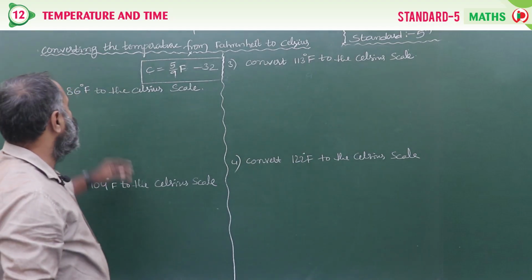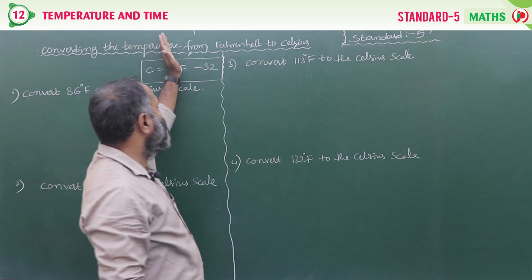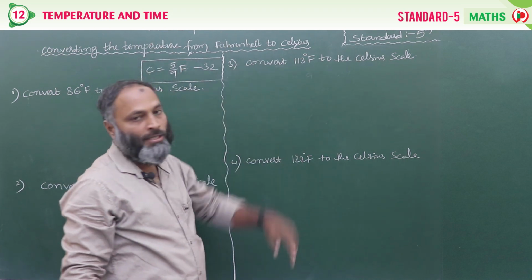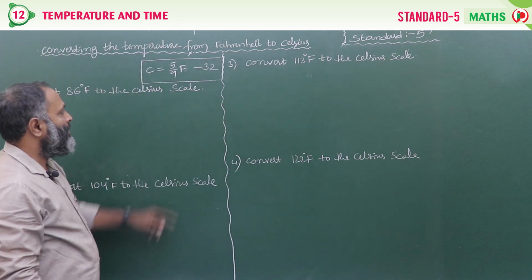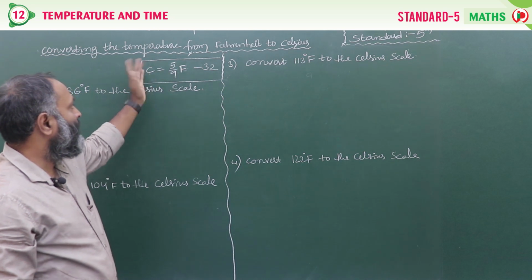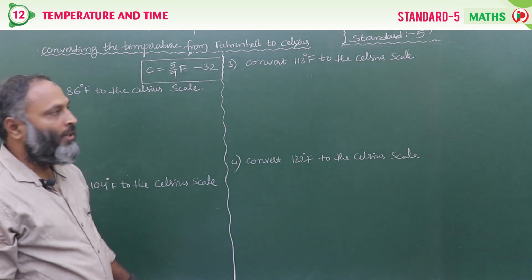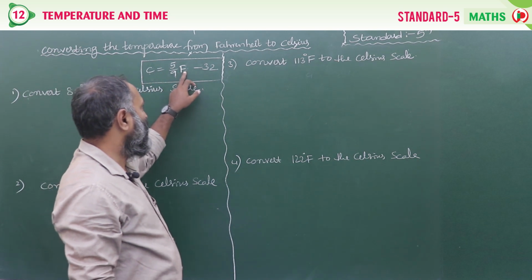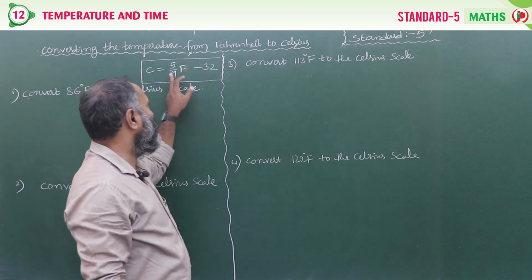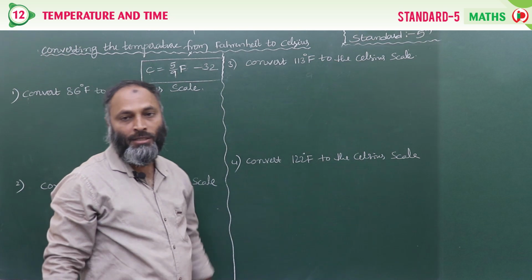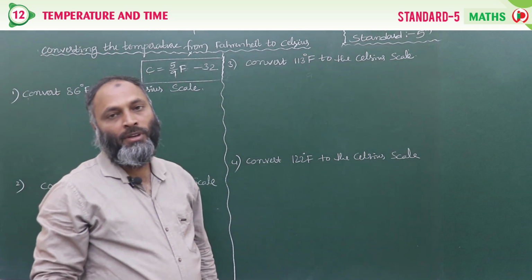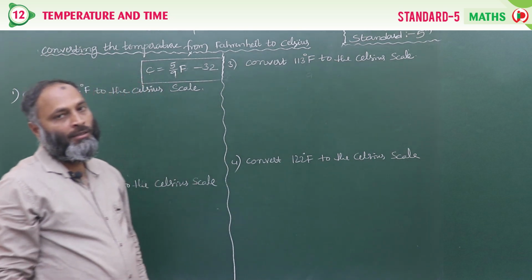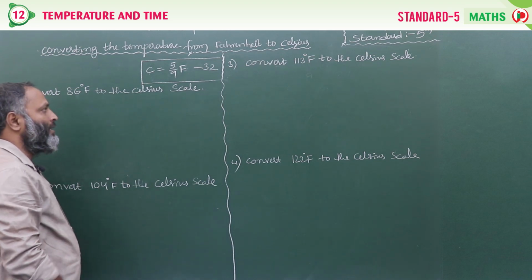So now the next concept: converting the temperature from Fahrenheit to Celsius. How can we convert Fahrenheit temperature into Celsius? The formula is C is equal to 5 by 9 into F minus 32. So that is the formula for converting degrees Fahrenheit into the Celsius scale.